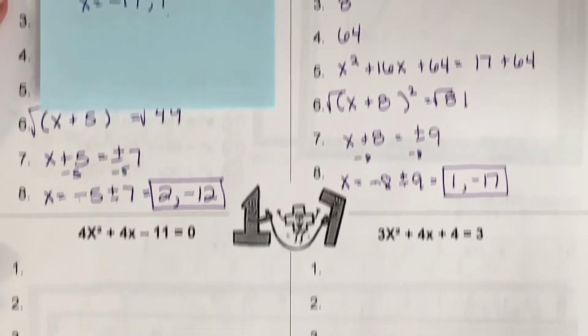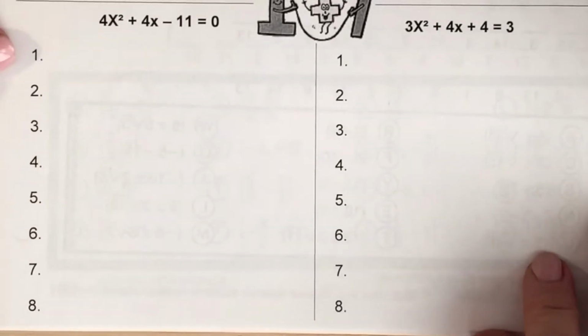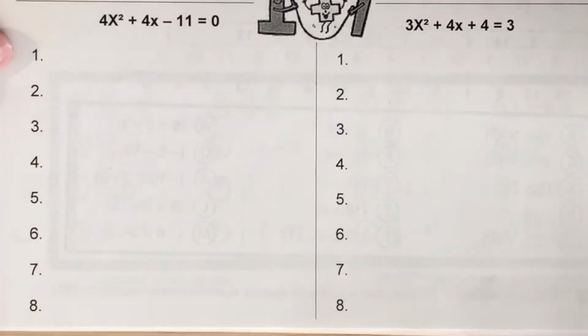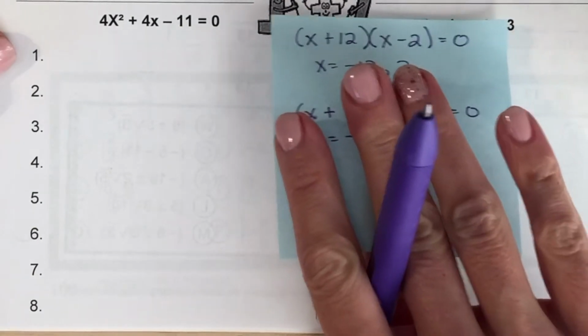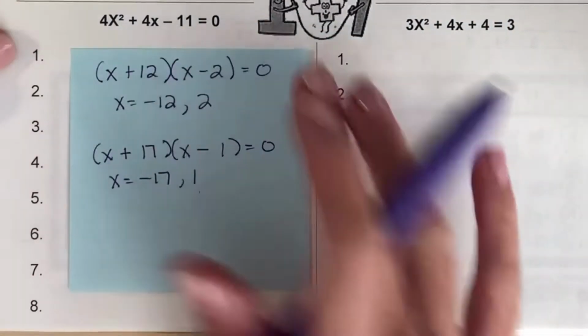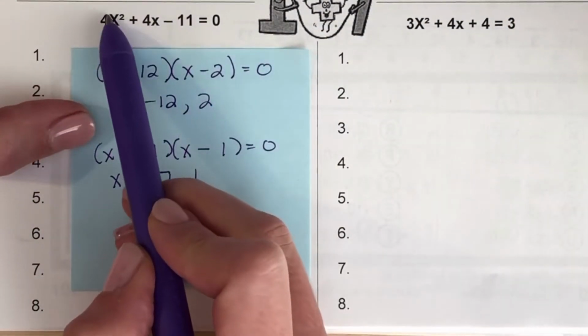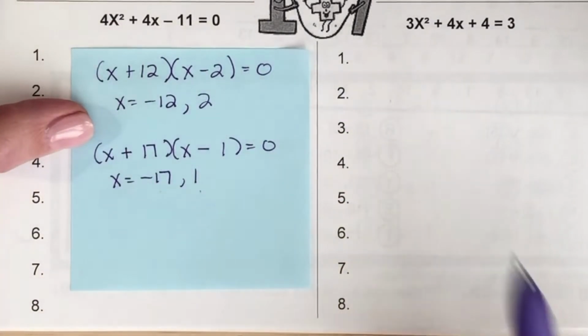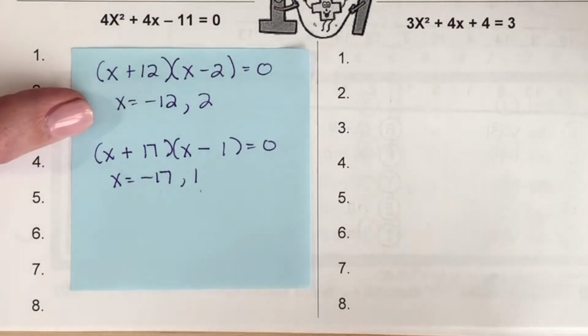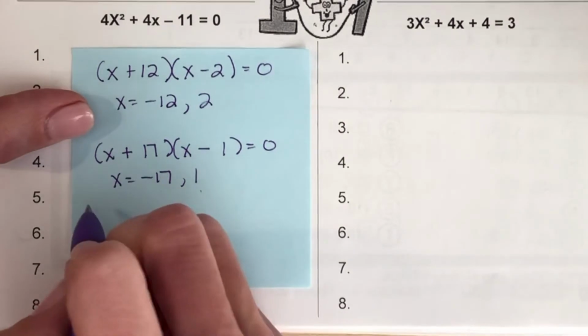Let's go ahead and try completing the square for a problem that's not going to factor quite so well. So let's take 4x squared minus 4x minus 11. Now, I have a 4 in my coefficient, so I immediately know this isn't going to factor quite as easily, but I could go ahead and try it.